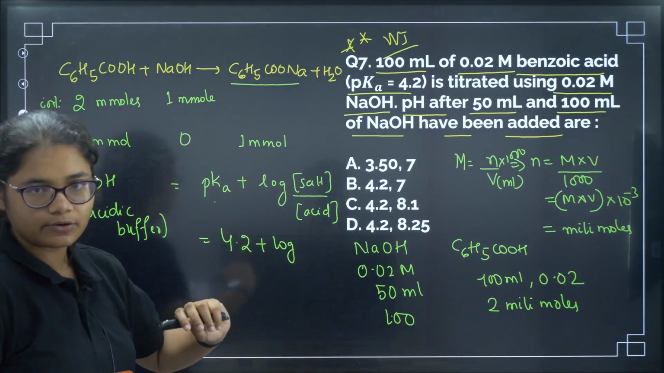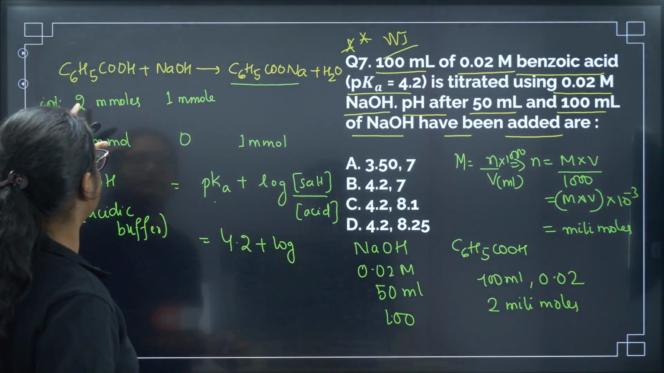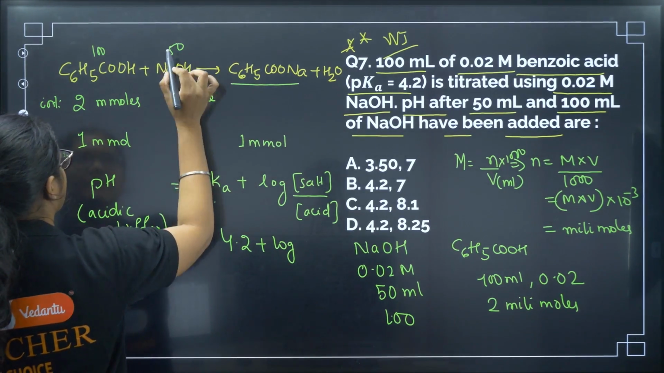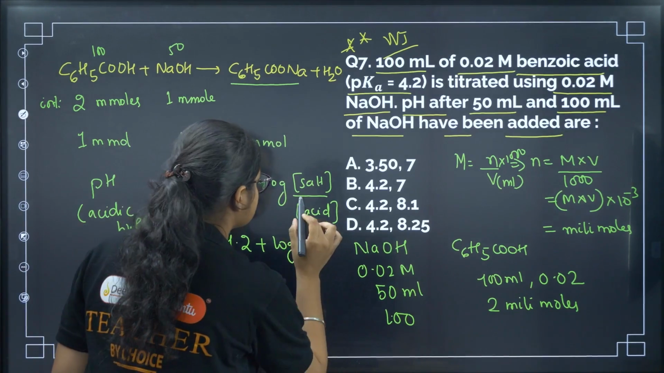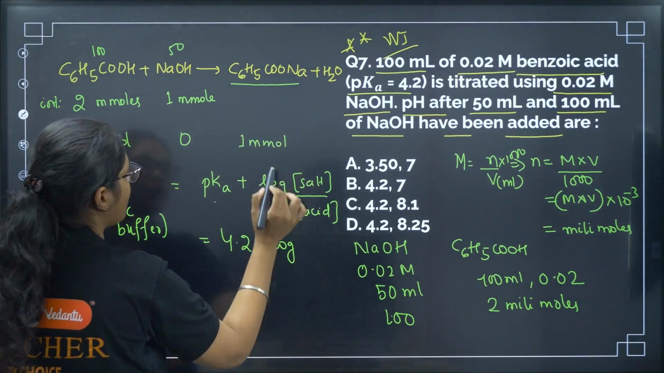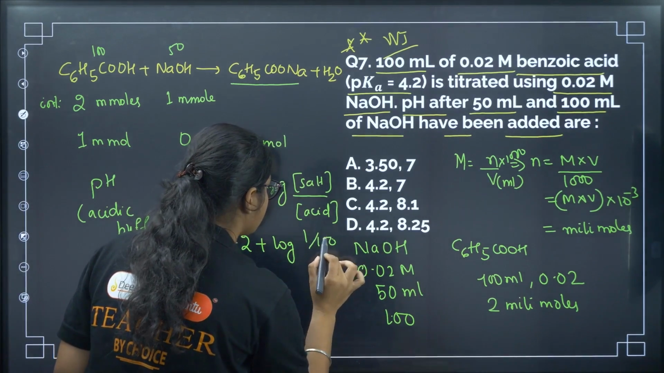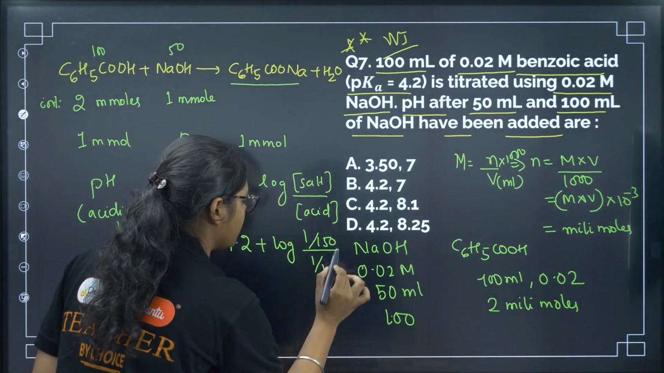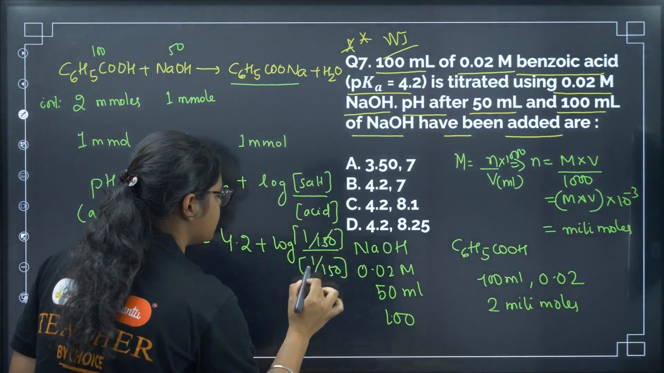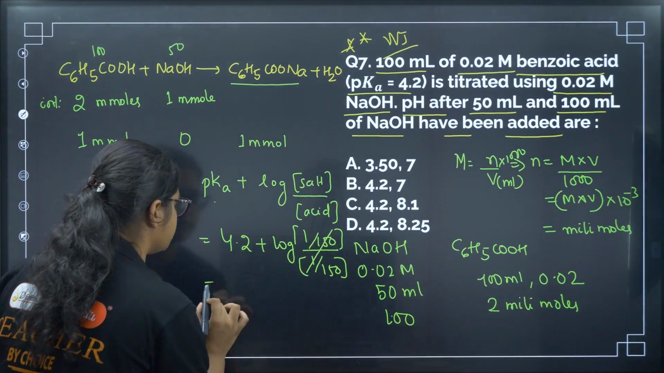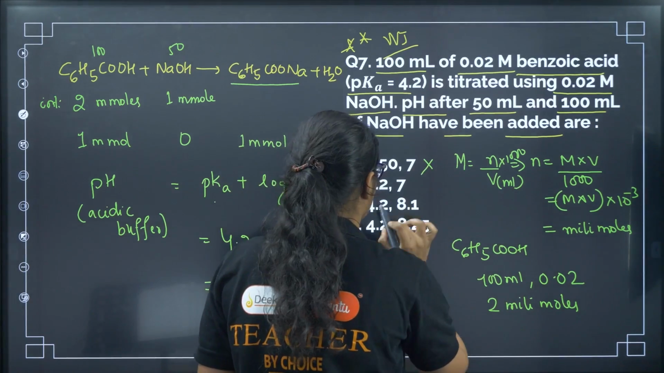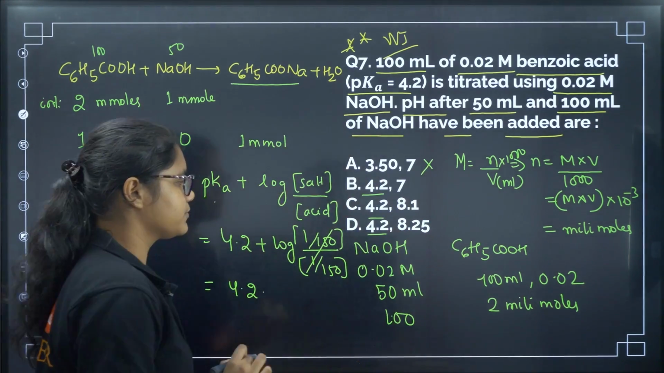The number of moles by the total volume. So total volume, how much have we taken? The benzoic acid was 100 ml and the NaOH was 50 ml. So 150 ml total volume. So the salt concentration will be 1 by 150 and the acid concentration is also 1 by 150. So this ratio is 1, and log 1 will be 0. So what will be the pH value? 4.2. Okay, so we can eliminate these options now. Clear? I hope this question is clear now.